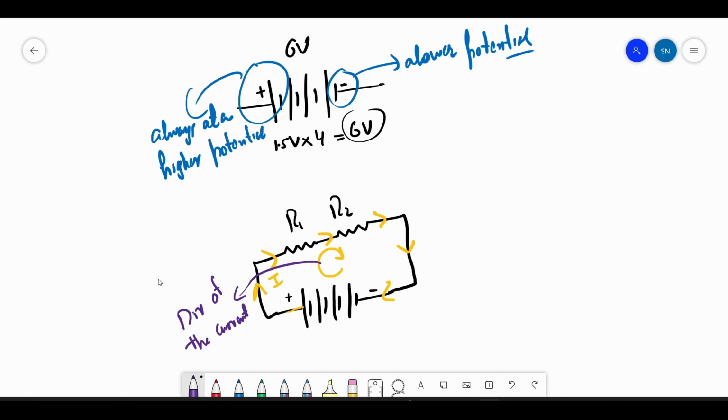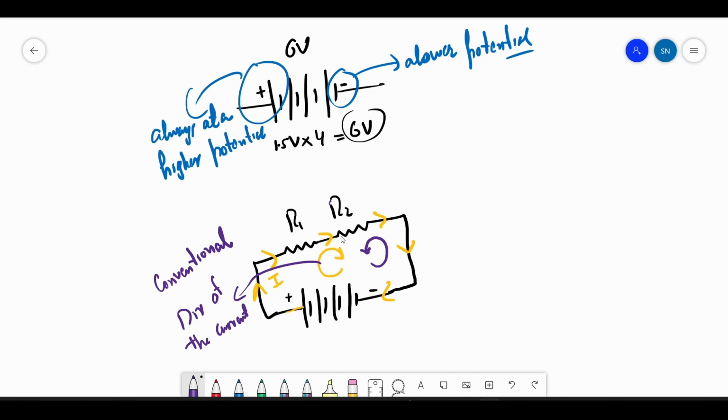But this is called the conventional direction of the current. Why is it called the conventional direction of the current? Because basically electrons are not moving in this direction. Electrons are basically moving in the opposite direction. How do you know that? See, say for example, this is a bulb or a metal wire or anything. Fine, it's some kind of metal.